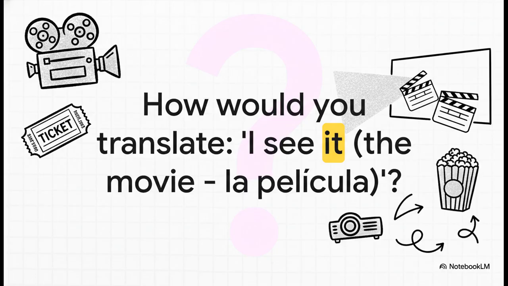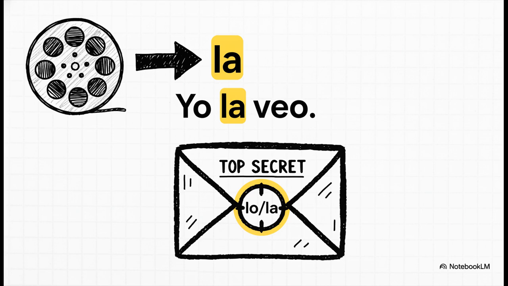Let's switch it up a little. How would you say, I see it, but the it you're talking about is la película, the movie? You got it. The answer is yo la veo. Because película is feminine, we've got to use la. And just like that, you've pretty much mastered the secret to sounding way more natural in Spanish.